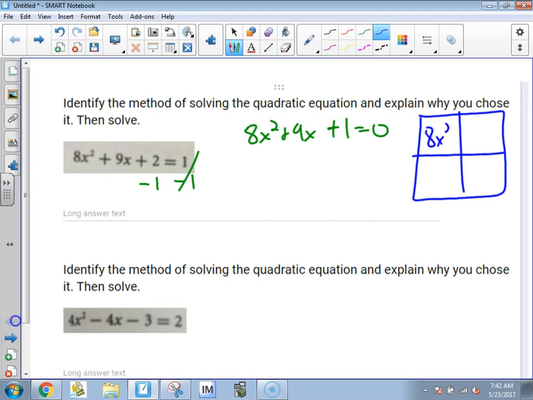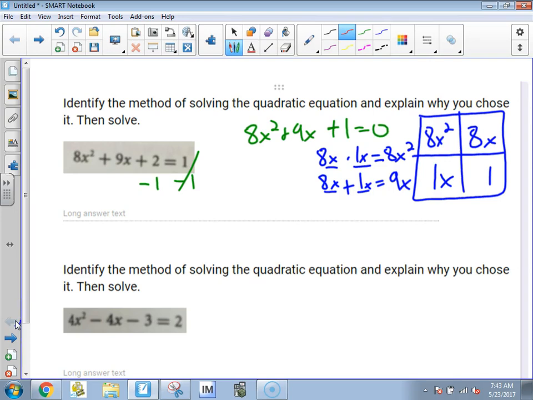So 8x squared, top left, 1 bottom right. Two numbers that will multiply to 8x squared and add to 9x. What are two terms that will multiply to 8x squared and add to 9x? Yeah. 1x and 8x. So, did it work? Yes. It is factorable. And that's why we're going to use this method. 8x, 1x. I'll put the 8x up here. Technically, we can put it anywhere. And the 1x right here.